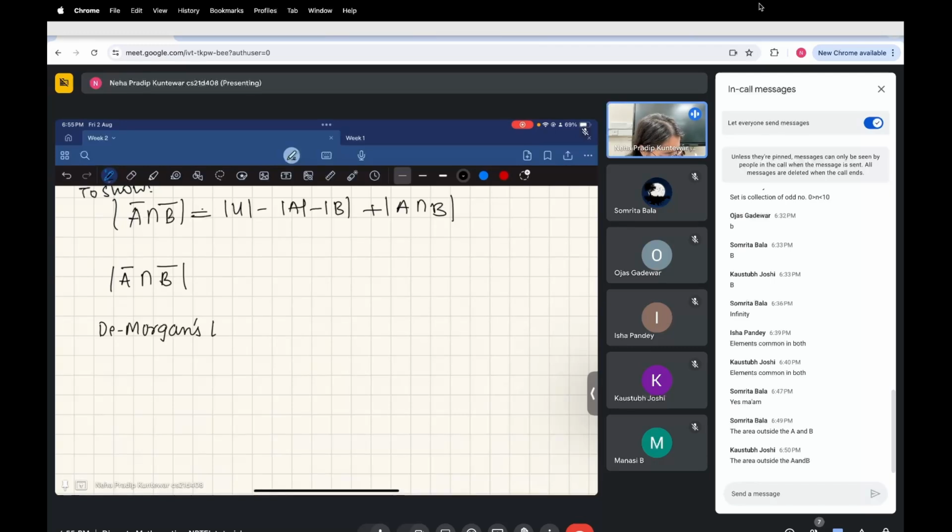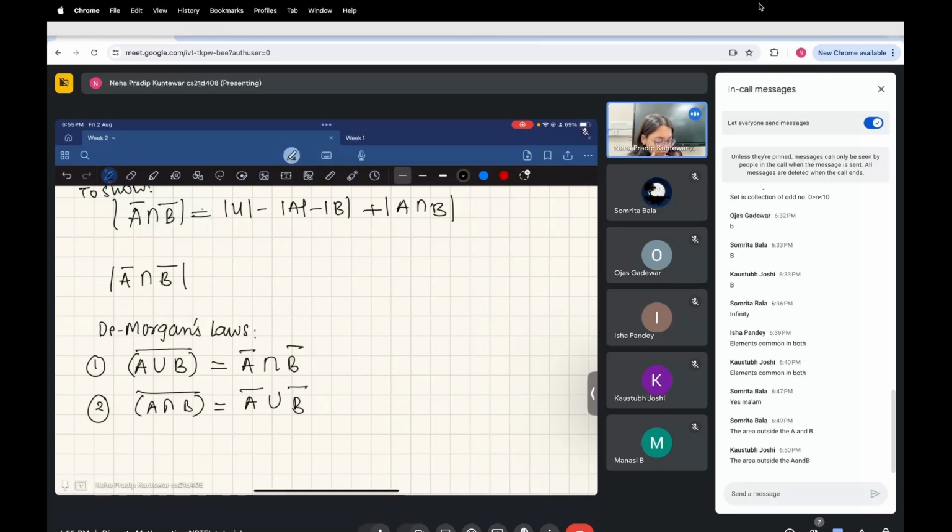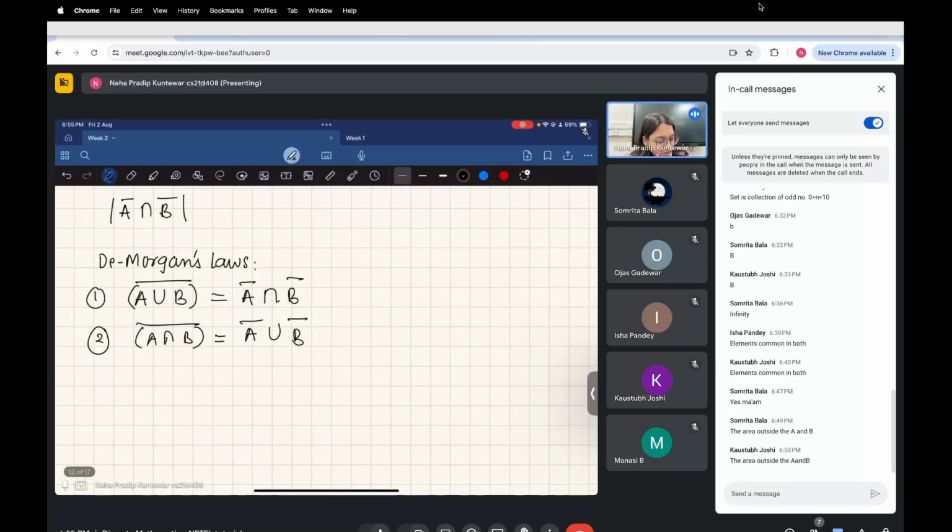Okay, so to do this, we will use what are called De Morgan's laws. So let me just quickly write down what the De Morgan's laws are. You have the complement of A union B is the same as the intersection of complements of A and B. So let's understand this with the Venn diagram. I'll try to prove the first identity.